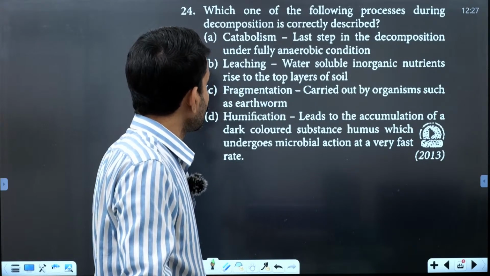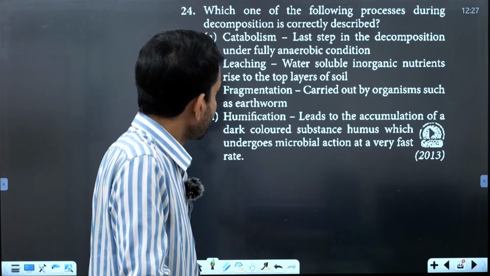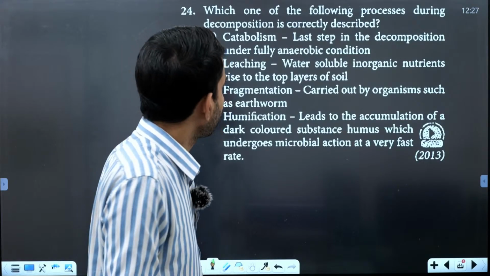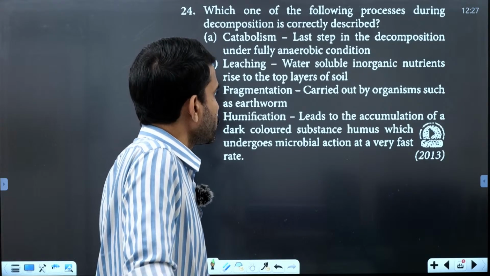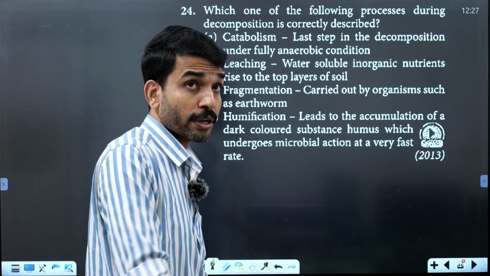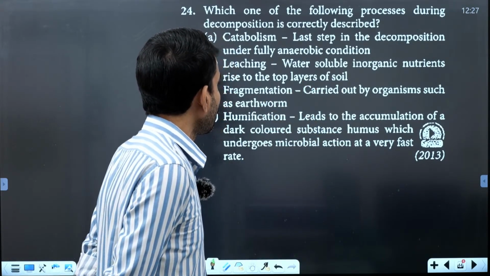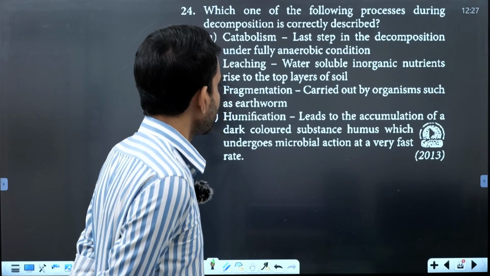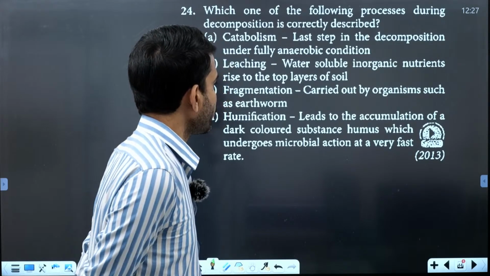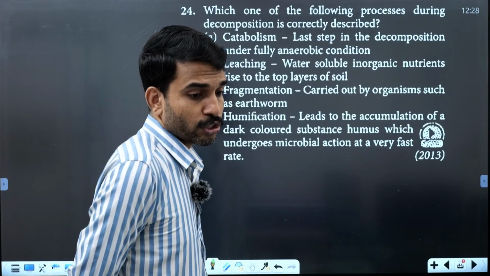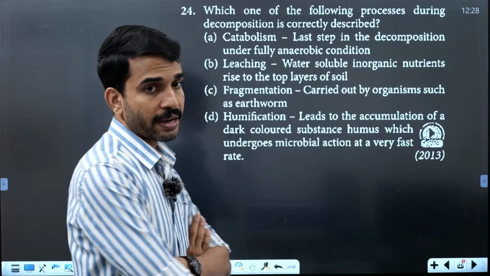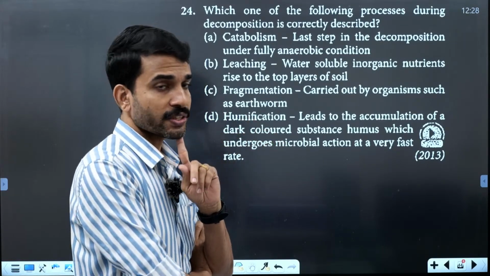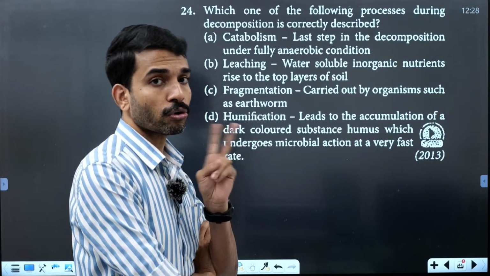Which one of the following processes during decomposition is correctly described? First one, catabolism, last step in the decomposition under fully anaerobic condition. B, leaching, water soluble inorganic nutrients rise to the top layers of soil. C, fragmentation carried out by organisms such as earthworm. And D, humification leads to the accumulation of a dark colored substance, humus, which undergoes microbial action at a very fast rate. So which one is right? We will check all the statements, the process given and then its explanation.